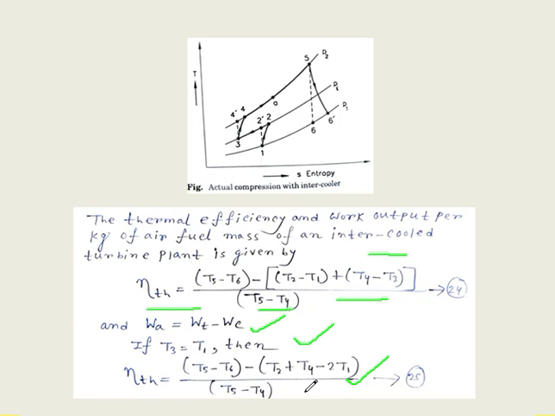The work available with intercooler per kilogram of air is given by W suffix A is equal to Wt minus Wc. W suffix T remains same as the inlet temperature to the turbine of the gases remains same, but W suffix C is reduced with intercooling. Therefore, the intercooling helps to increase the net output per kilogram of air.